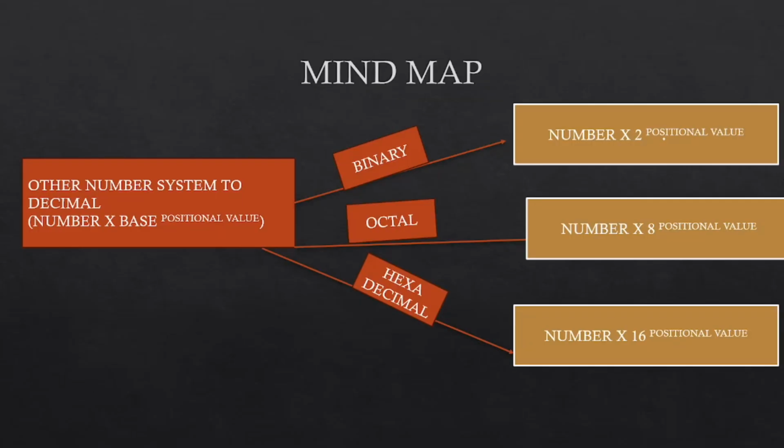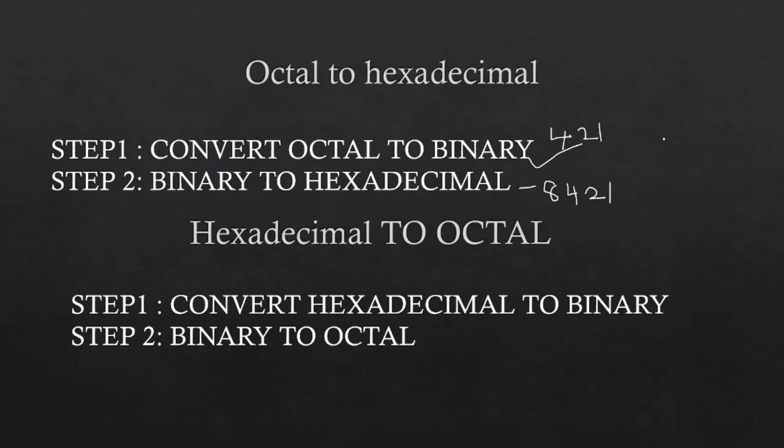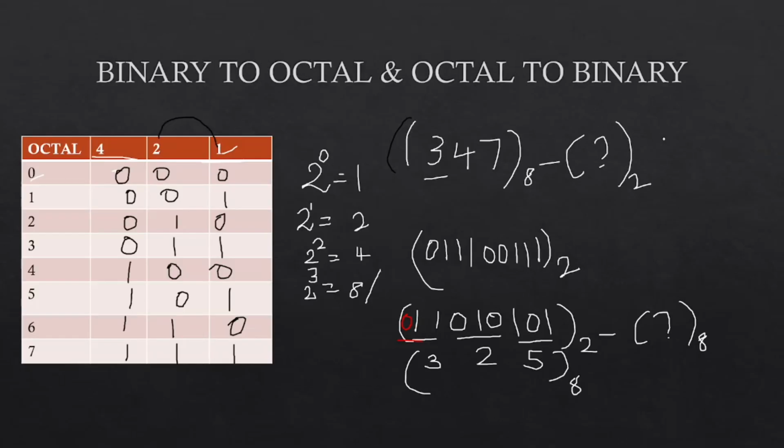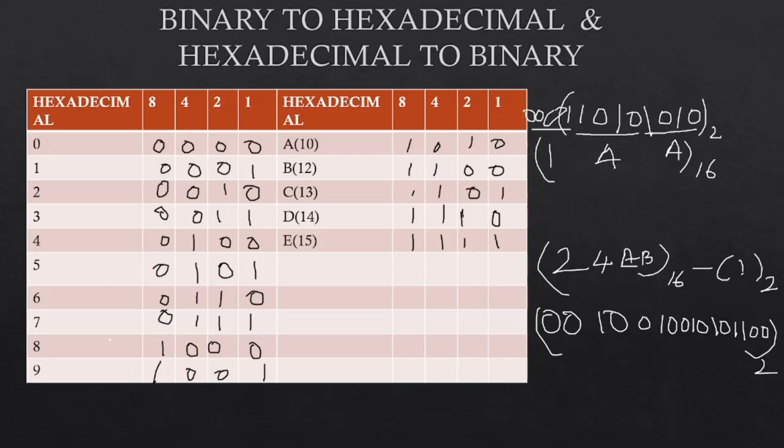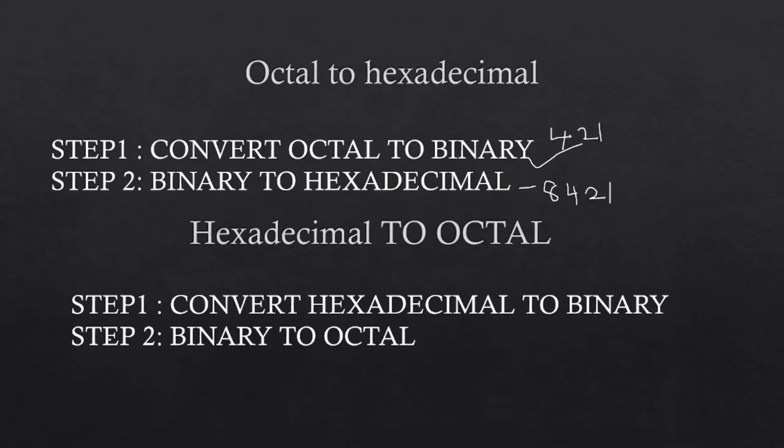Next one we had discussed now. How can you convert binary to octal and octal to binary? It is the 4 2 1 table. Again, binary to hexadecimal and hexadecimal to binary is the 8 4 2 1 table. Then octal to hexadecimal is step 1 and step 2: convert to binary, then binary to hexadecimal. Next, hexadecimal to octal is convert hexadecimal to binary, then binary to octal. So these are the mind maps you have to remember. Better you write it in your notebook on one page so that you will not forget.